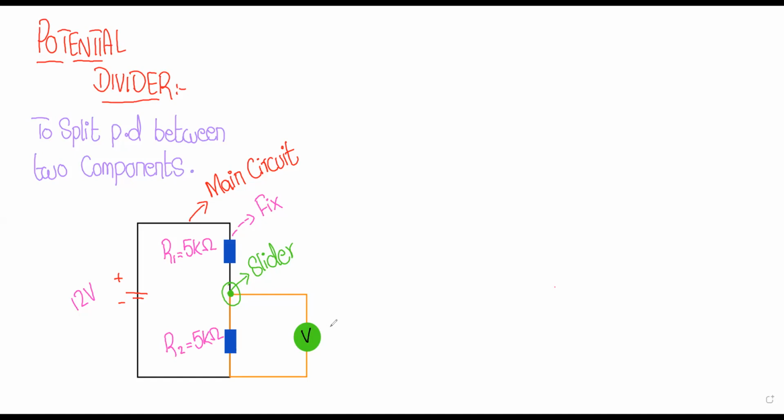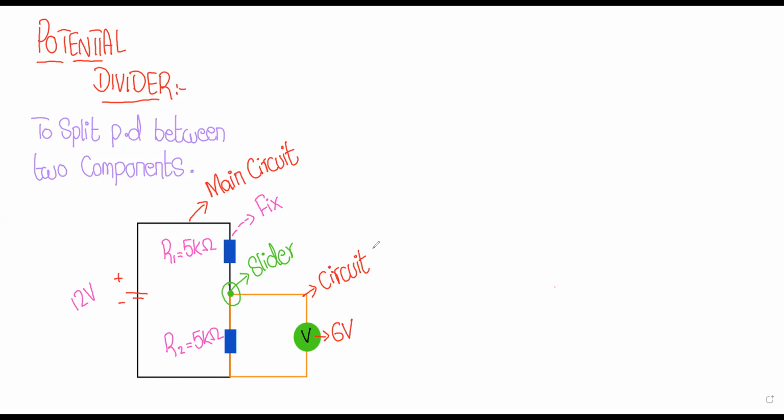Now if we talk about the voltmeter, the voltmeter will give you a value. Let's suppose 6 volts, that is, the current passing through this specific part of the circuit will give you a potential difference of 6 volts. This specific part, the orange line, gives you the value of 6 volts, and the remaining part of the circuit will give you the other 6 volts, right?